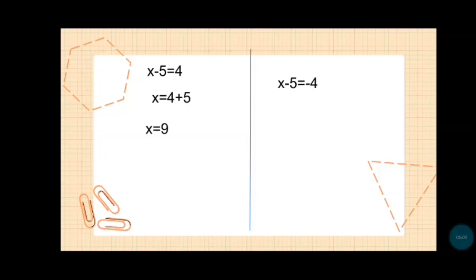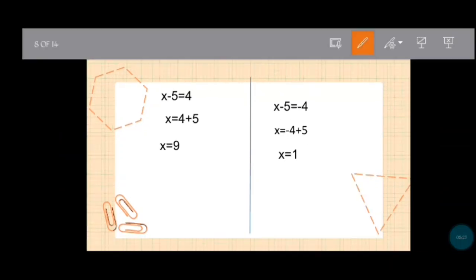The second equation is x minus 5 equals negative 4. So, x is negative 4 plus 5. We'll have x equals 1. Kasi, di-minus siya. Kasi meron tayong negative and positive. So the roots or solutions of the given quadratic equation are 9 and 1.